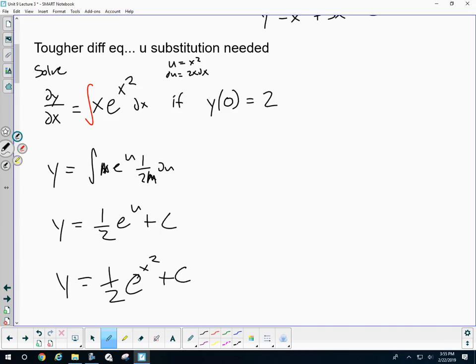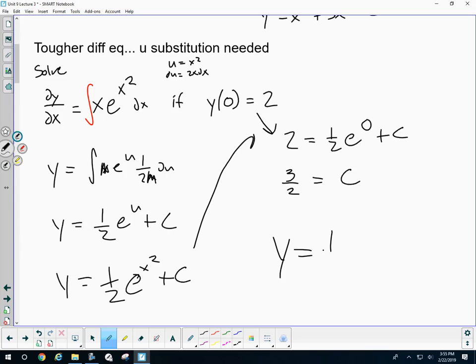But the one extra step today, for this type of antiderivative, would be to find c. Typically, we haven't had to find c. We just had to write it down. Now we're going to have to find it, plug in 2, plug in 0, find c. c would end up equaling 3/2. You get 4/2 minus 1/2. And we have our particular solution for this differential equation. Great. So this is one type of tougher differential equation.